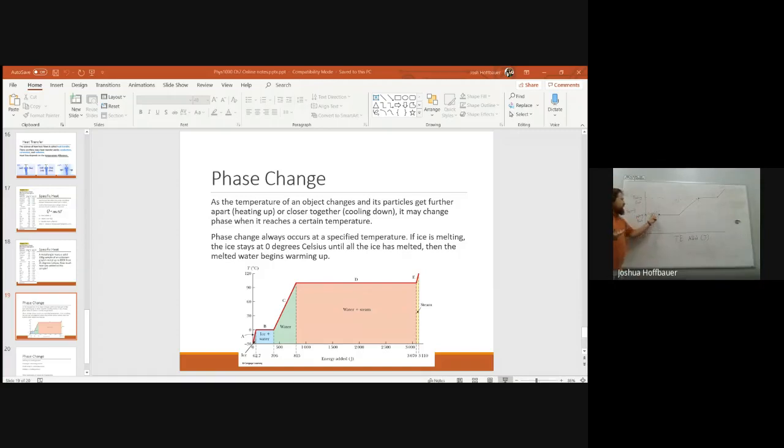You warm up a solid, its particles begin spacing out until eventually they're so far apart they can't maintain solid shape and they turn into liquid. The liquid particles keep getting farther apart as you increase the temperature, the thermal energy level, until eventually they're so far apart they break free of one another and become a gas. So, we've talked about phases, but that's just some of the science as to how phase changes occur and some details about how they occur.